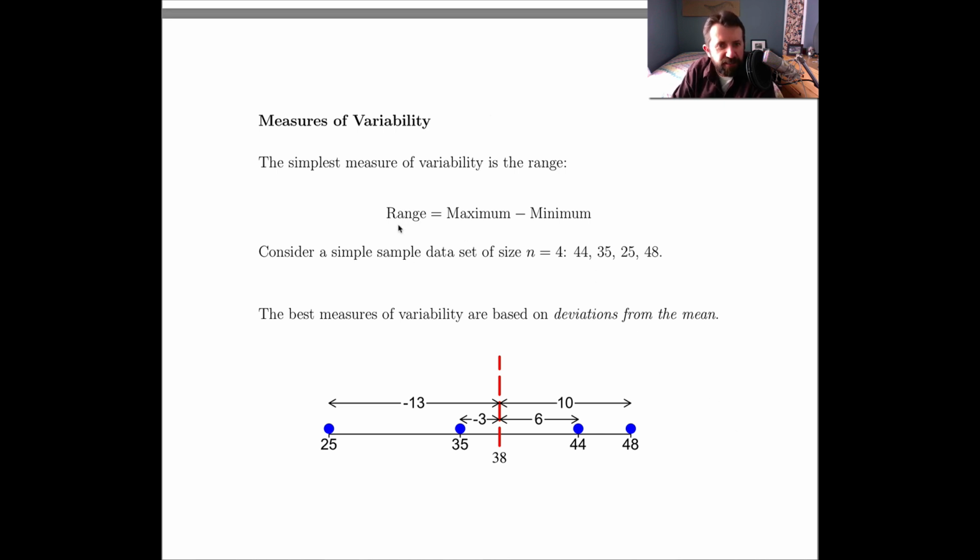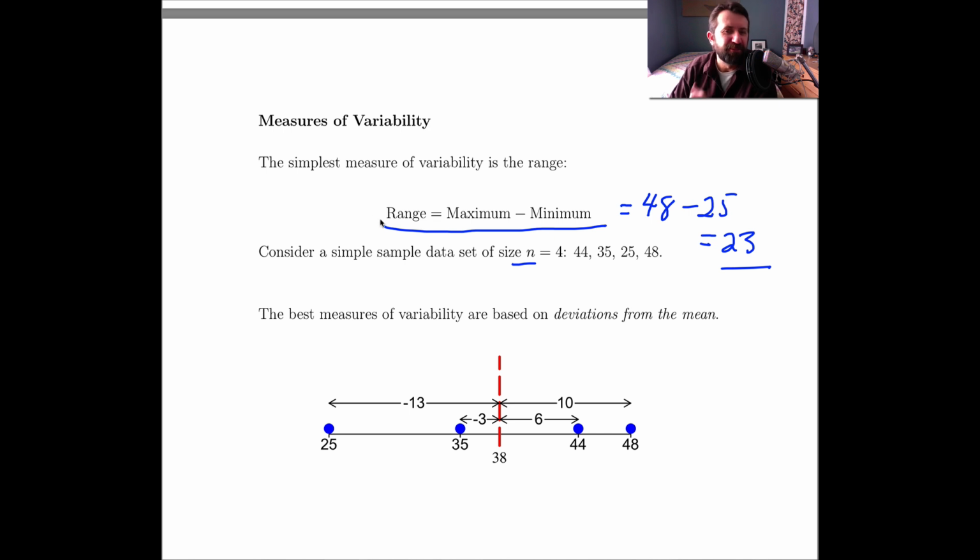Okay, our simplest measure of variability is just going to be our range. We're going to call it the maximum minus the minimum. So, a trivial data set to start. If we had a simple data set of size 4, our range in this particular case is the largest value, which is 48, minus my smallest value, which is 25. And so overall, I get a range of 23. Now, that's not very informative. Sometimes the range is helpful in certain spots, and we look at it sometimes.